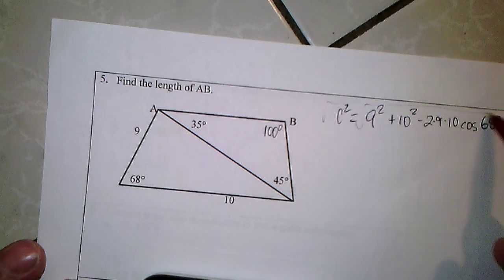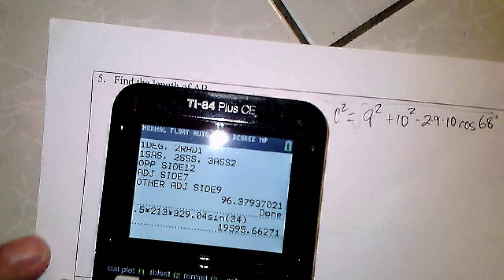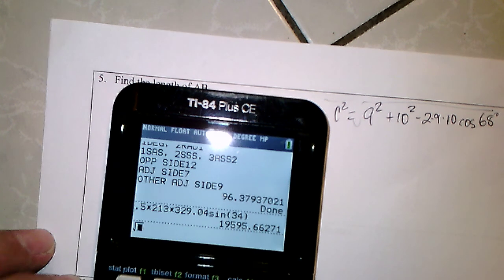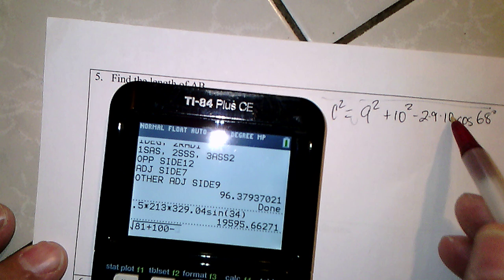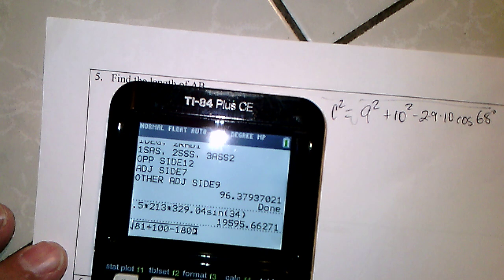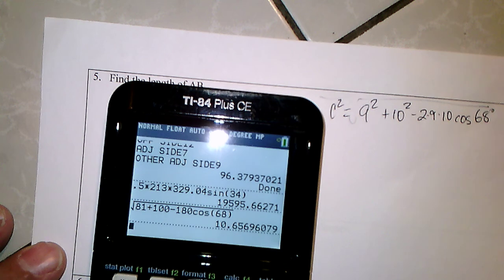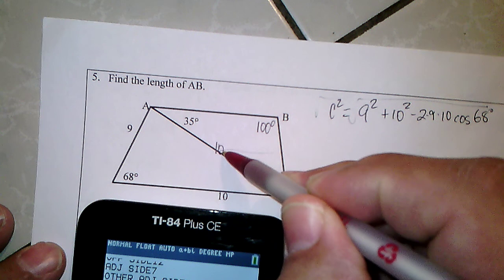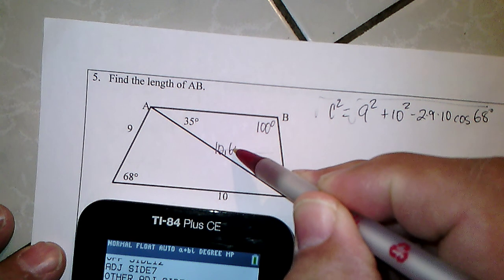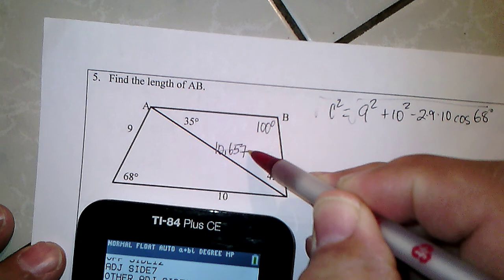Take the square root of both sides, and so we would be finding the square root of 81 plus 100 minus 2 times 9 is 18, 180, cosine 68. And we get this side to be 10.657.